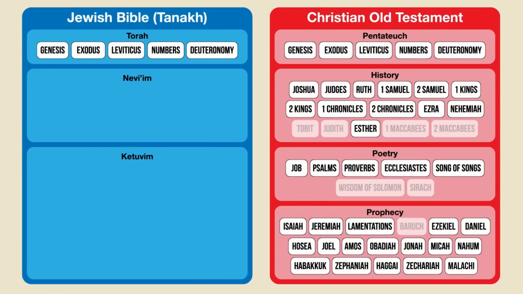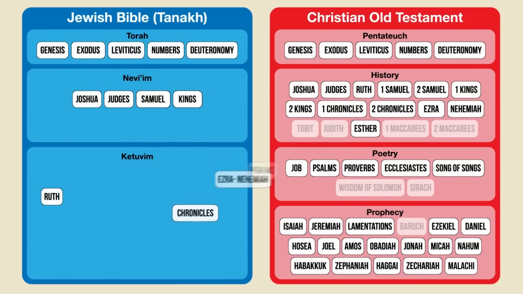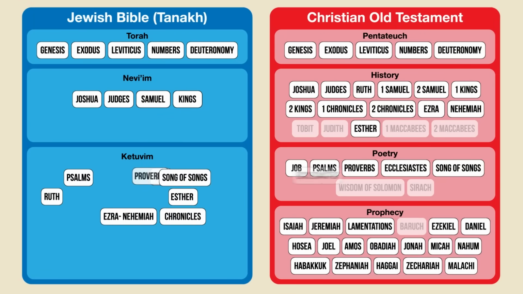So in the Jewish Bible, like in the Old Testament, you get the Torah first, followed immediately by Joshua and Judges. However, Ruth is placed in the Ketuvim. 1st and 2nd Samuel are combined into a single book, as is 1st and 2nd Kings. And then everything else in the history and poetry section of the Old Testament, as well as Lamentations and Daniel, are placed in the Jewish Ketuvim. That leaves 15 remaining books, all from the prophecy section.